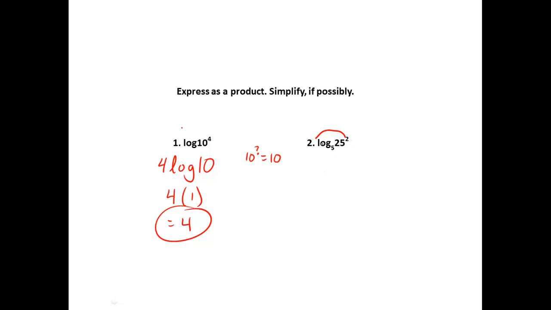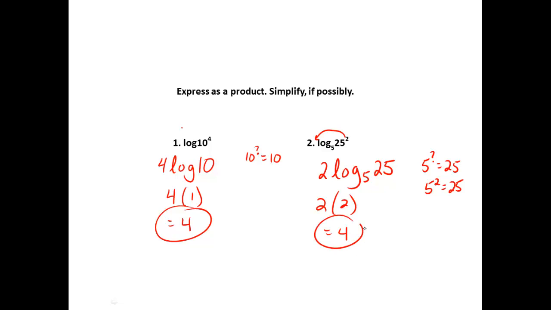Alright, more of the same over here. Move that 2 out front. 2 log base 5 of 25. Okay, so let's see if we can simplify. 5 to the what is 25. Alright, not that bad. 5 squared is 25. Okay, so this is 2 times 2, which is 4.